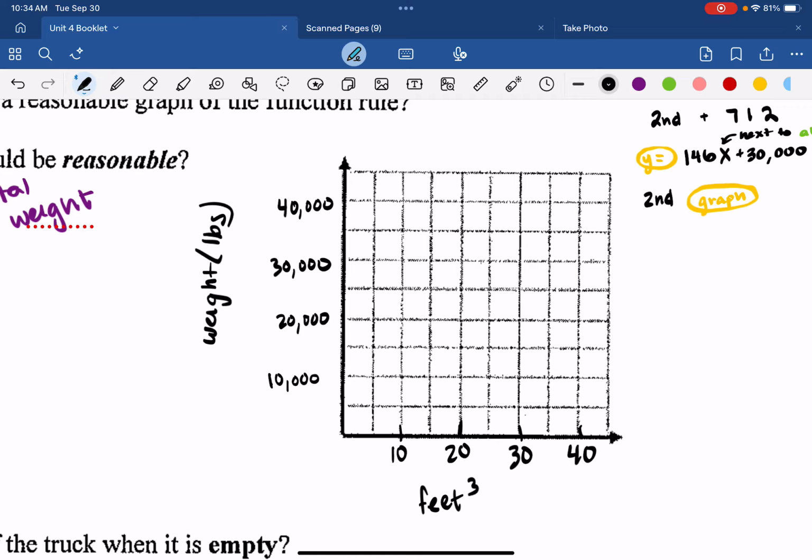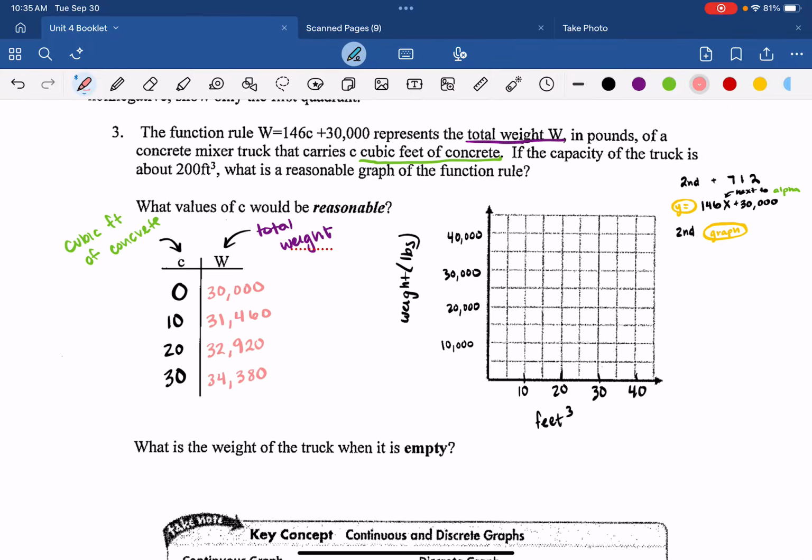Okay? And notice, it does not matter what you go up by, okay? As long as you label it, I'm happy, right? I can tell what it is you're trying to get at. All right, so now let's plot our points. We're going to have to eyeball them a little bit. So I have 0 up to 30,000. I've got 10 up to 31, so it's a little bit above. Then we have 20, 32. It's a little bit higher, almost halfway. And then 30 is just right below my new line there, okay? Connect my dots. There's my graph, okay?